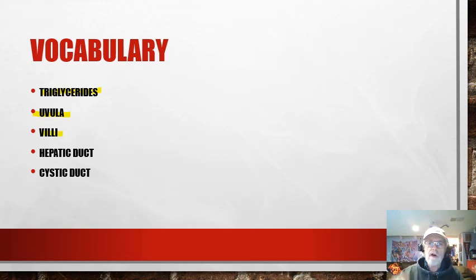Villi we know are the small little fingers I talked about inside the intestines, and the little fingers increase the absorption area, so there's more area where things can be absorbed, and that's what the villi do. Hepatic duct, I talked about that before. The right hepatic duct and left hepatic duct come together to form the common hepatic duct, and that common hepatic duct joins with the cystic duct to become the common bile duct.